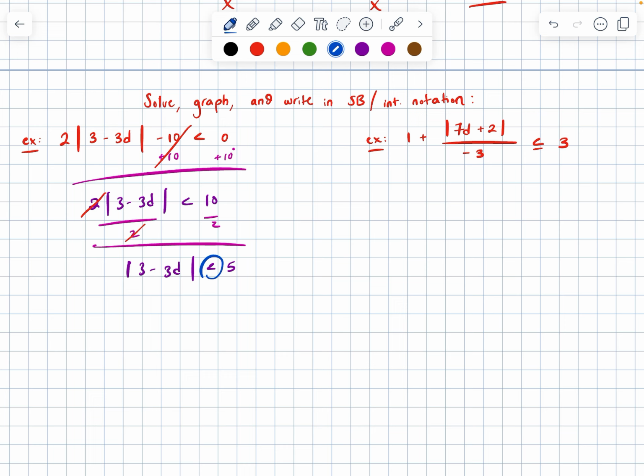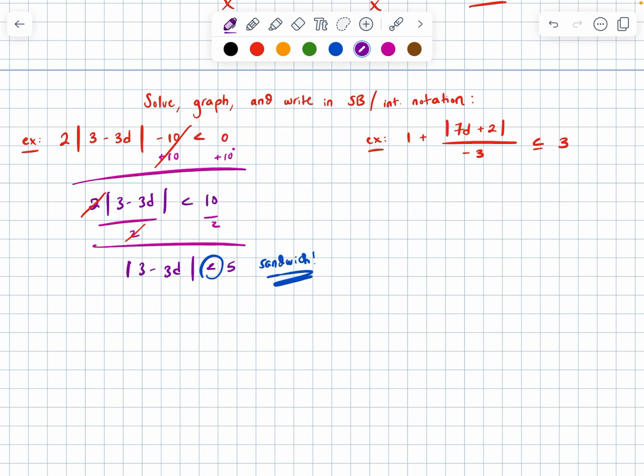Okay, well, hopefully you remember from last time. If I have a less than symbol, I want to know, does my absolute value need to be closer to 0 than 5 or farther from 0 than 5? Well, if the absolute value is less than 5, I'm getting closer to 0. I need to be on the inside of the 5 and the negative 5. This is going to be a sandwich.